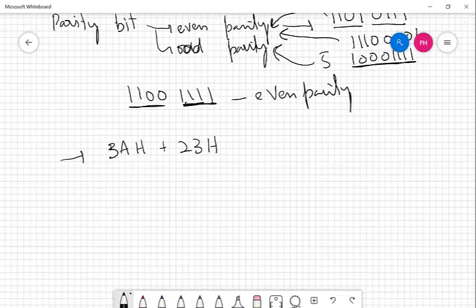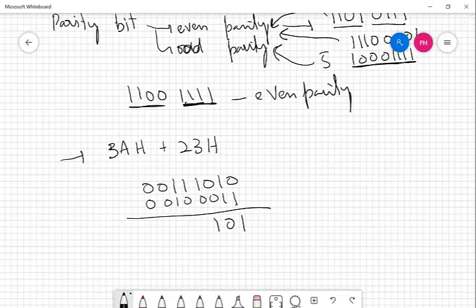Okay, let me do it. A is 1010, then we have 2 0 0 1 0 and 3 0 0 1 1. When we add these numbers we get 1 1 1 10. No auxiliary carry here, no carry from D3 to D4.